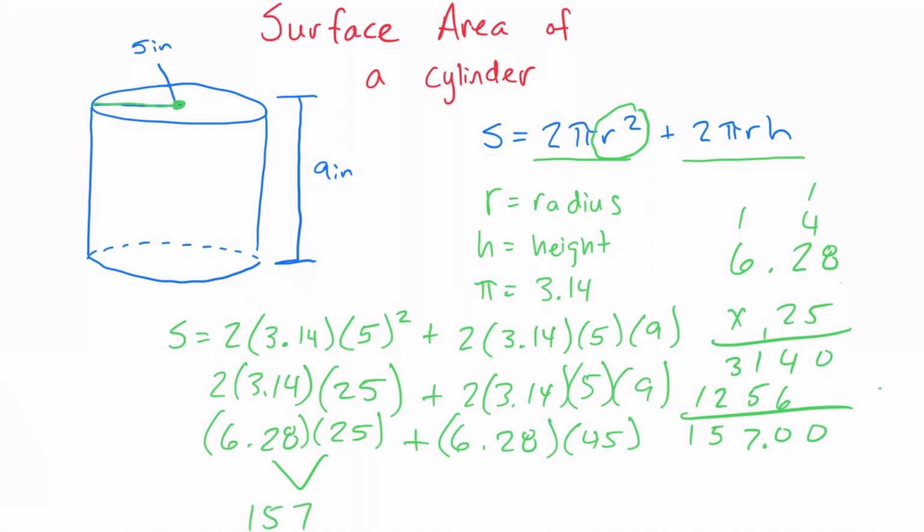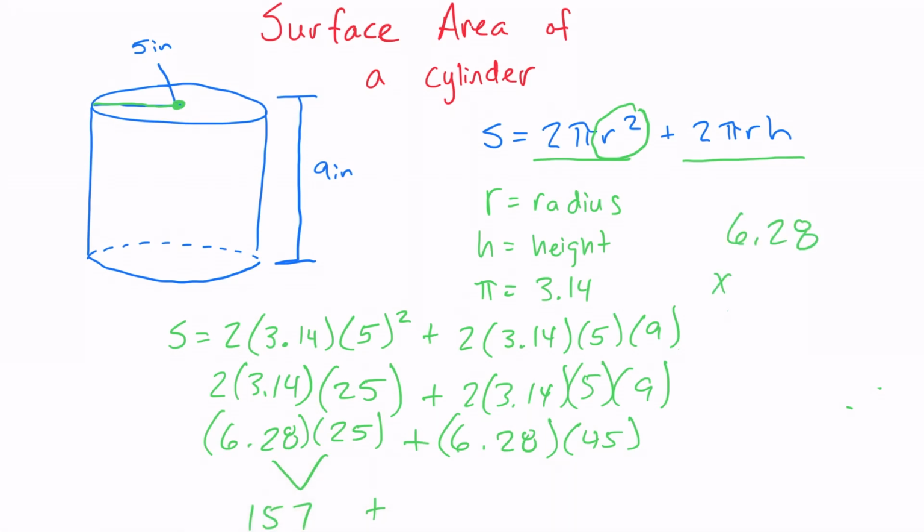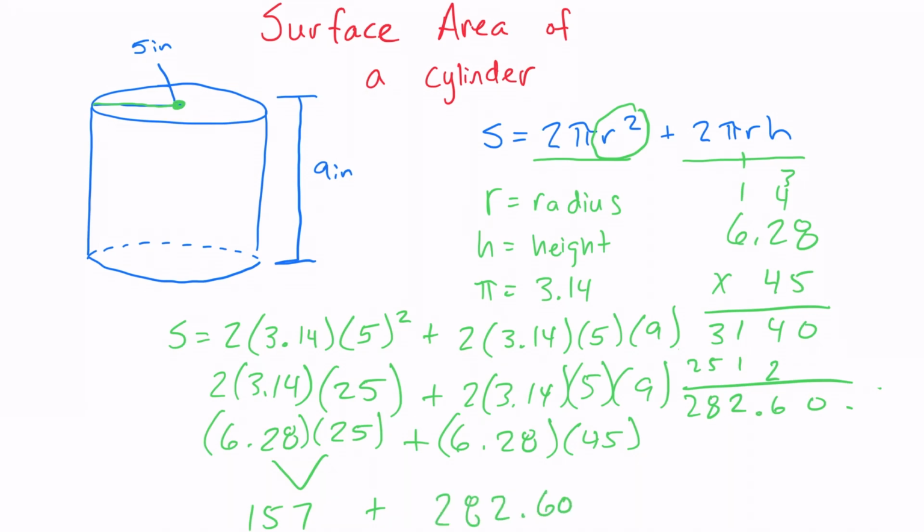Then on the right, we need to multiply 6.28 times 45 in order to finish simplifying our equation. So let's do that. 6.28 times 45. 5 times 8 is 40. 5 times 2 is 10 plus 4 is 14. 5 times 6 is 30 plus 1 is 31. 4 times 8 is 32. 4 times 2 is 8 plus 3 is 11. And 4 times 6 is 24 plus 1 is 25. Add our values up here. 6, 2, 8, 2. Move our decimal twice and we get 282.60 that we are adding to 157.